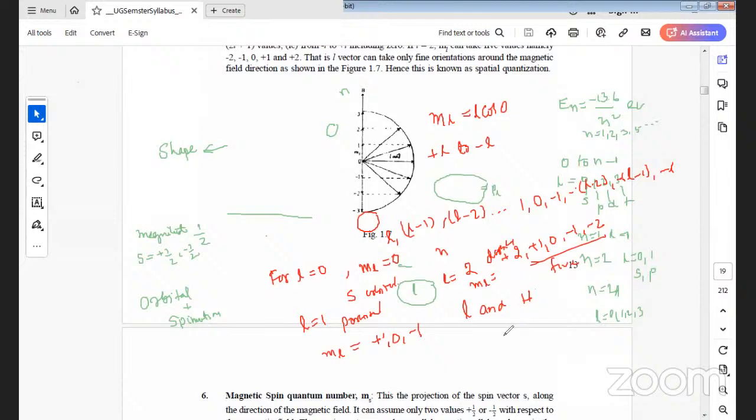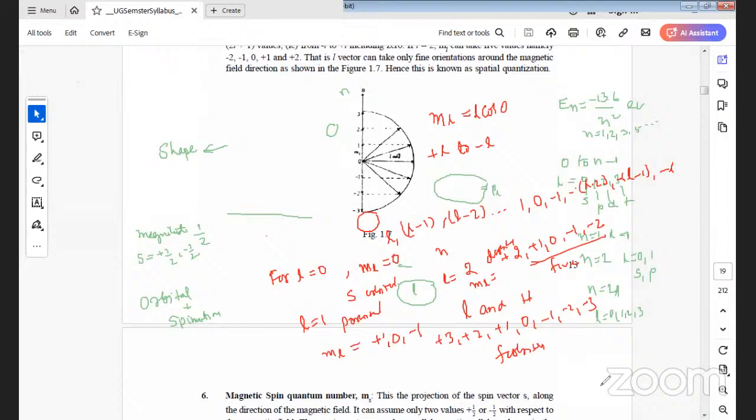almost 7 permitted values starting from plus 3 to minus 3. So plus 3, plus 2, plus 1, then 0, then minus 1, minus 2, minus 3. 1, 2, 3, 4, 5, 6, 7. So 7 permitted values can be taken. This one we call an f orbital. So this is about the magnetic orbital quantum number.